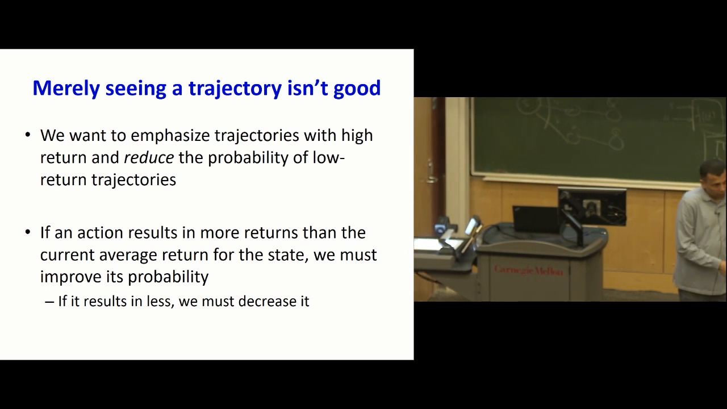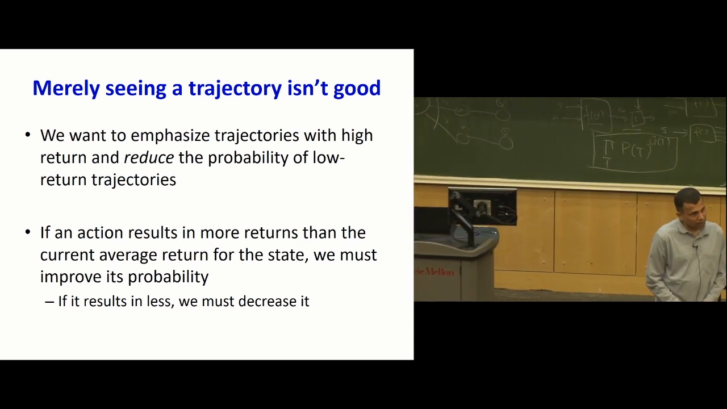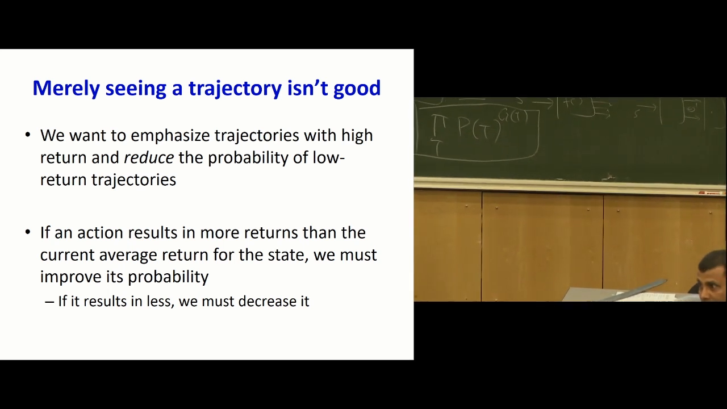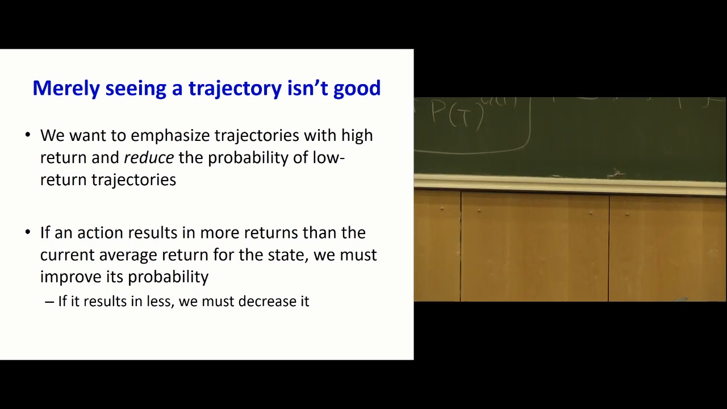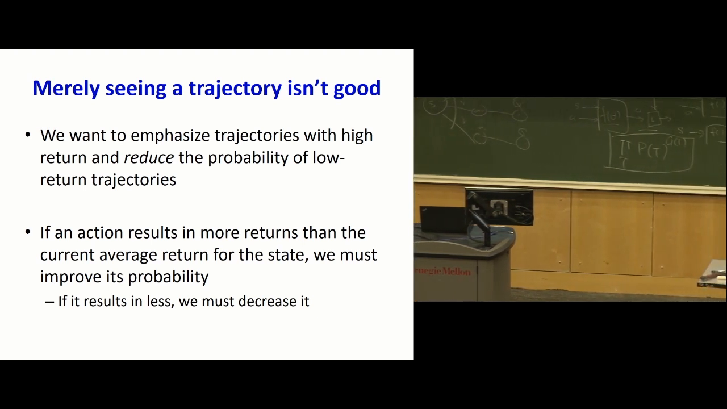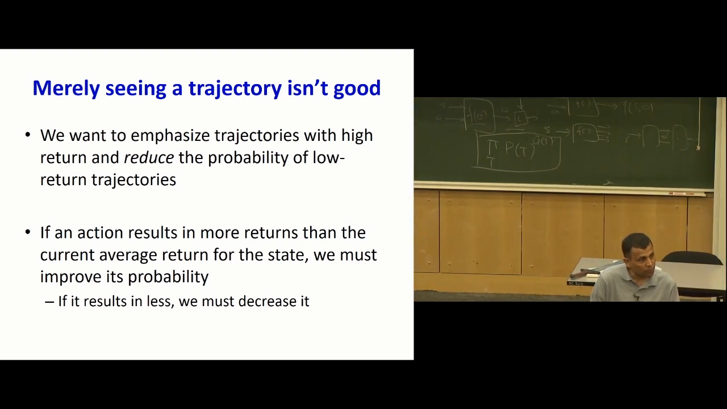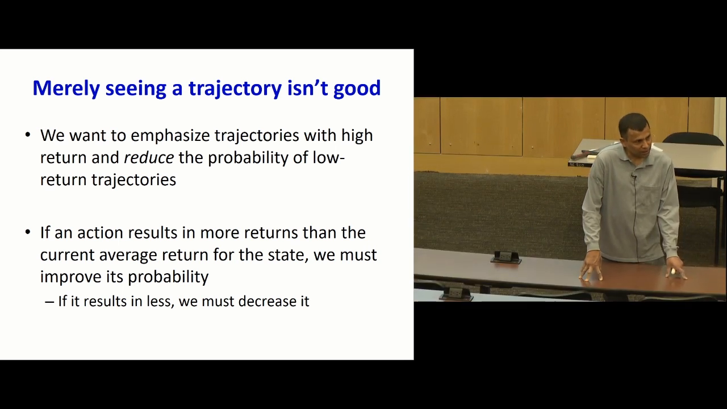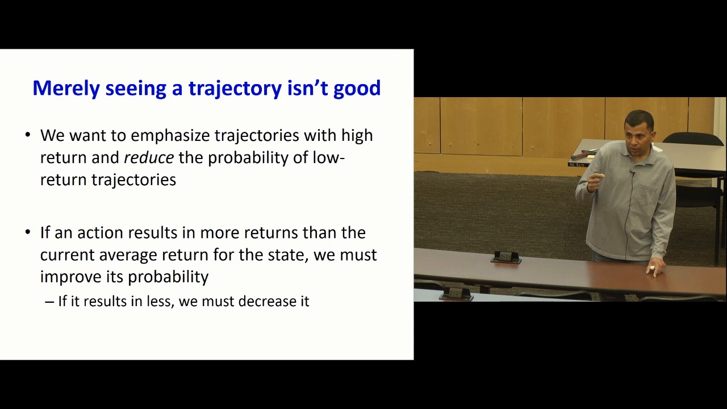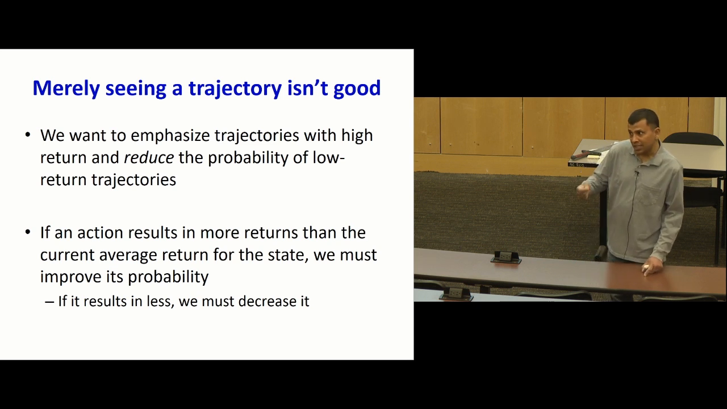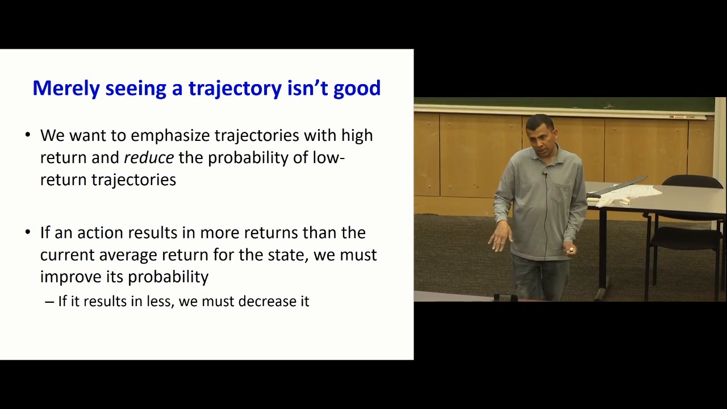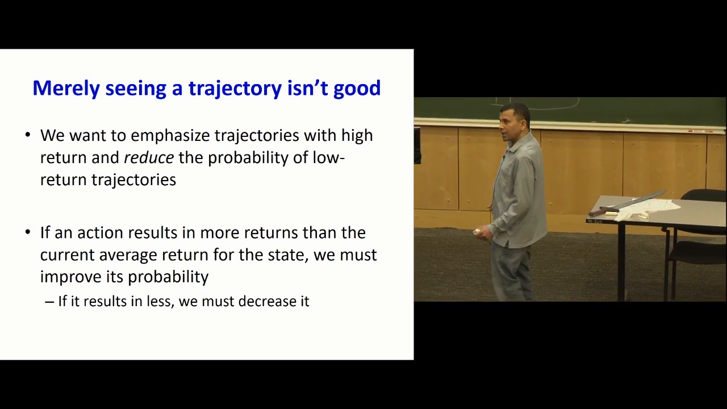Let's say you visited a state many times and you took different actions at different times. Some actions resulted in high returns, the other actions resulted in low returns. Simply because you took this action means you're going to raise the probability of both actions. That's not a great thing to be doing. What we want to do is that, even amongst the actions that we did visit, if the return was low, you want to reduce its probability. If the return was high, you want to increase its probability.